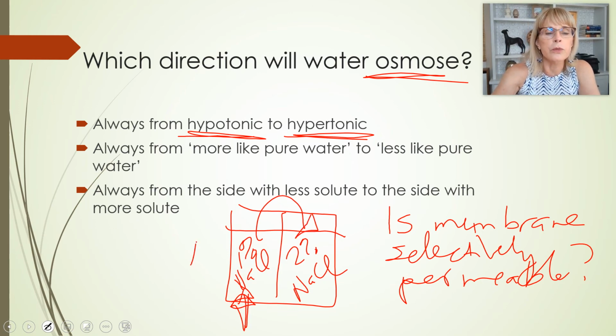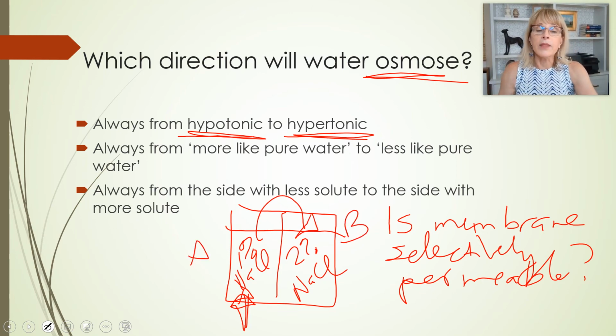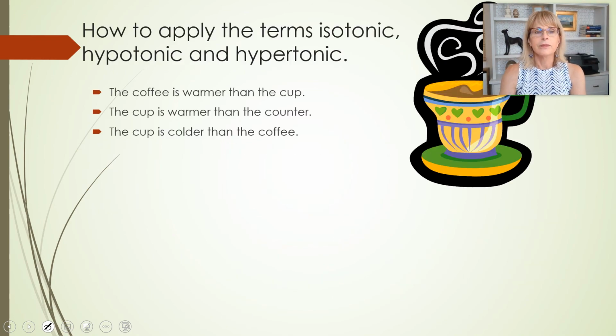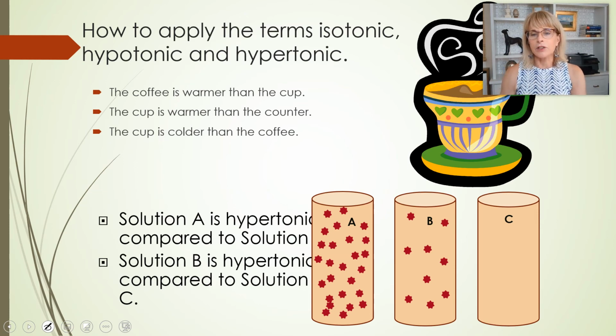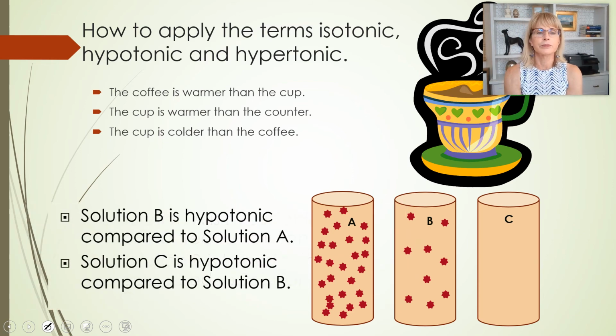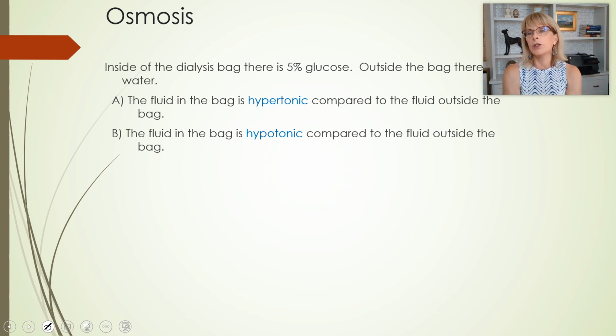So water would move from side A to side B. And that means the level on side A would go down, the level on side B would go up. There you go. All right? So that's how you're going to get everything right. Here I've got solute depicted by little red stars. Solution A is hypertonic compared to B. B is hypotonic compared to A, but B is hypertonic compared to C. Comparison words. All right, let's do some questions.